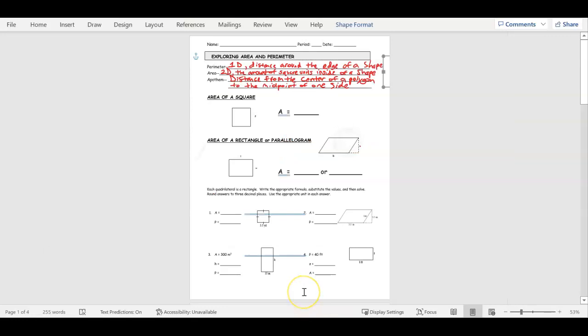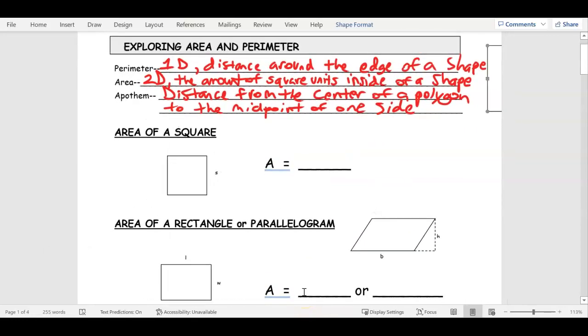We already filled out these. Okay, so let's recap. Perimeter is one-dimensional. It's the distance around the edge of a shape. It's like walking around the edge of something. That's the distance, right? Area is asking how many squares would fit inside. So perimeter is outside on the edge. Area is two-dimensional inside, how many square units.